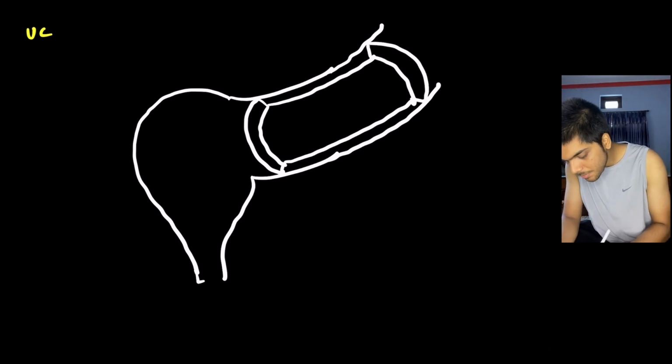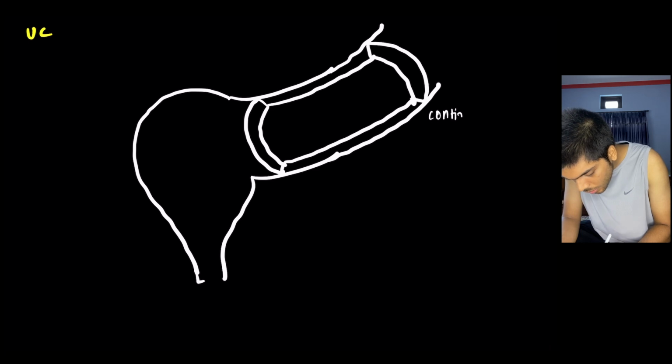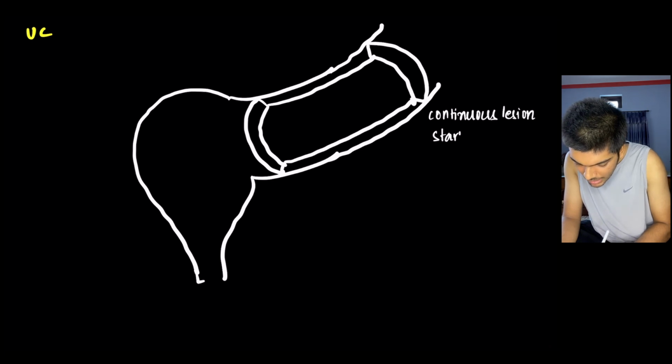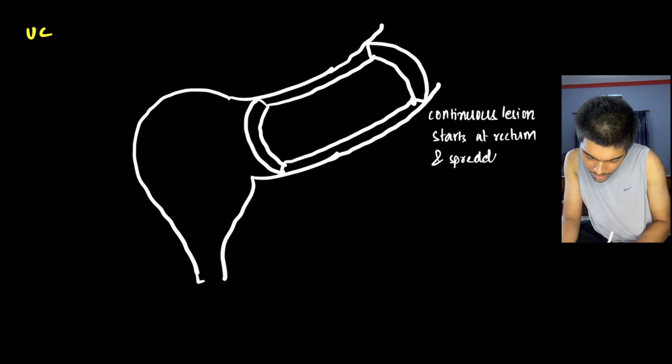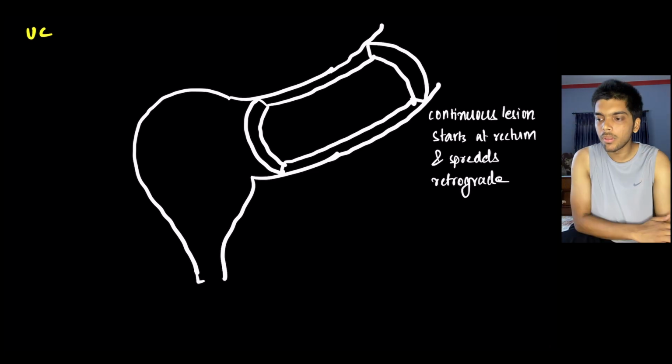What kind of lesion is present? We have a continuous lesion which starts at the rectum and spreads in a retrograde fashion. Retrograde. Okay.